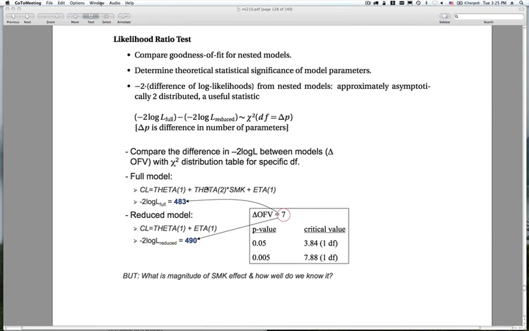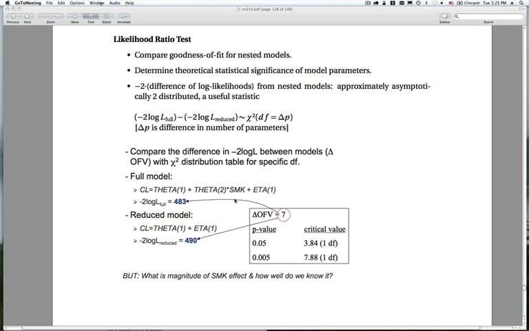Okay, likelihood ratio test. Remember, this is another concern and commonly used here in stepwise methods. Remember, it compares goodness of fit for nested models. There's this -2 times the difference in the log likelihoods, which is approximately chi-square distributed. Sorry, there's a typo here. It's chi-square distributed. And we can use that degrees of freedom to determine the critical value for a particular p-value.